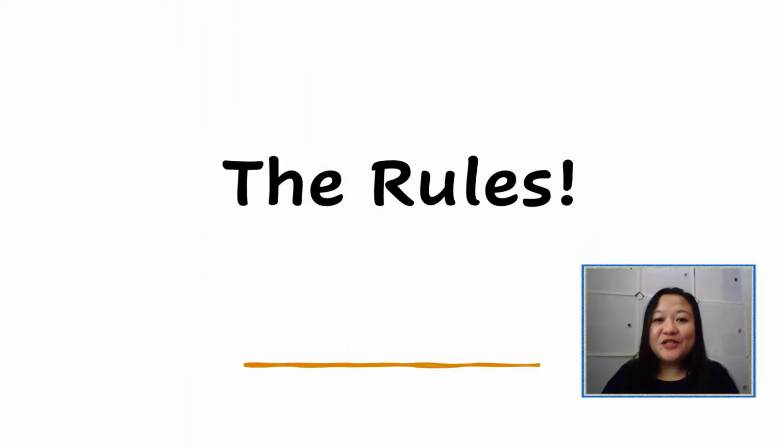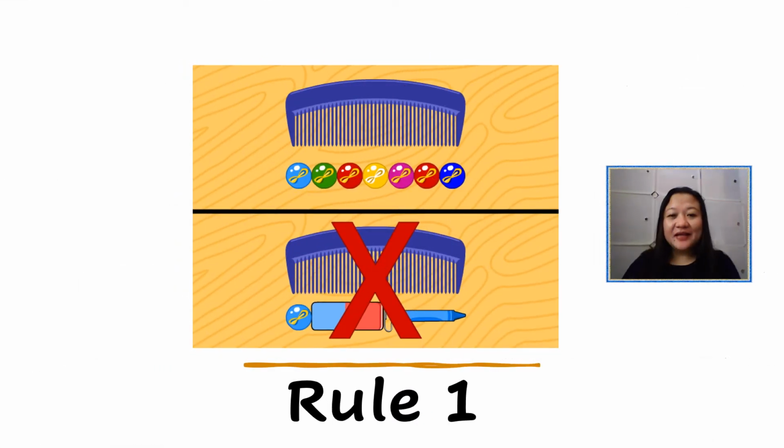Let's review the rules for using non-standard units to measure. Are you ready, children? Let's discuss rule number 1. So look at the comb over here. We are using a marble to measure the length of the comb. And in this case, the marble is our non-standard unit. So this is our unit to measure, the marble. We are using different colors of marbles, and that's fine as long as the sizes are the same. They are the same size.